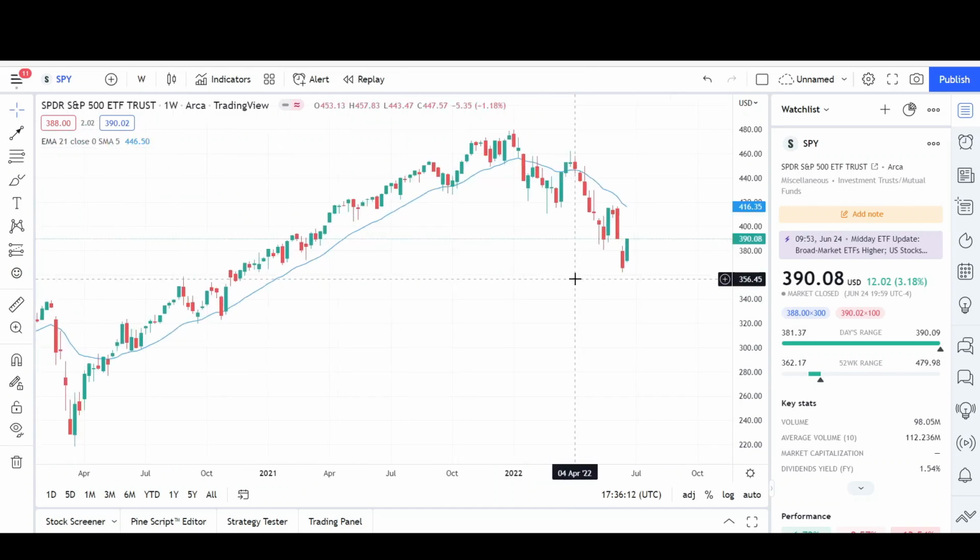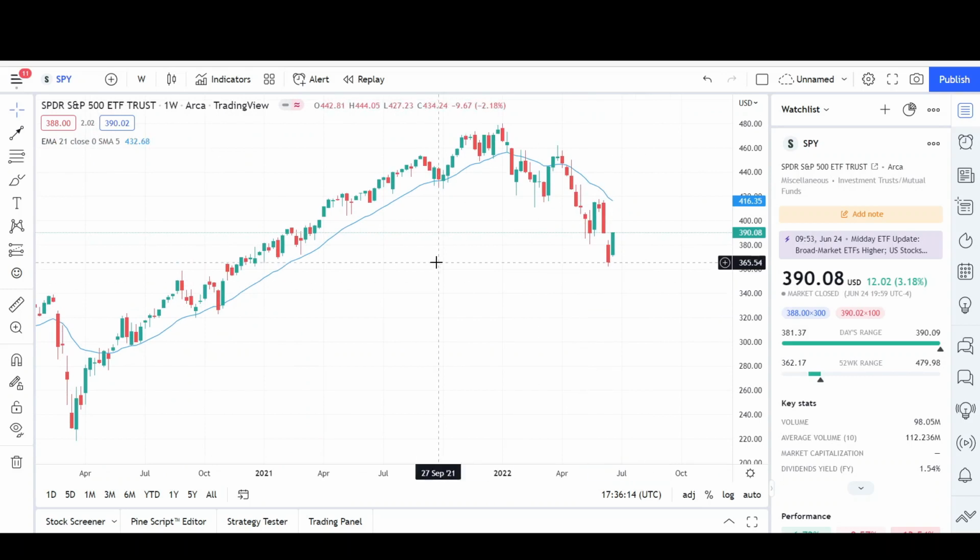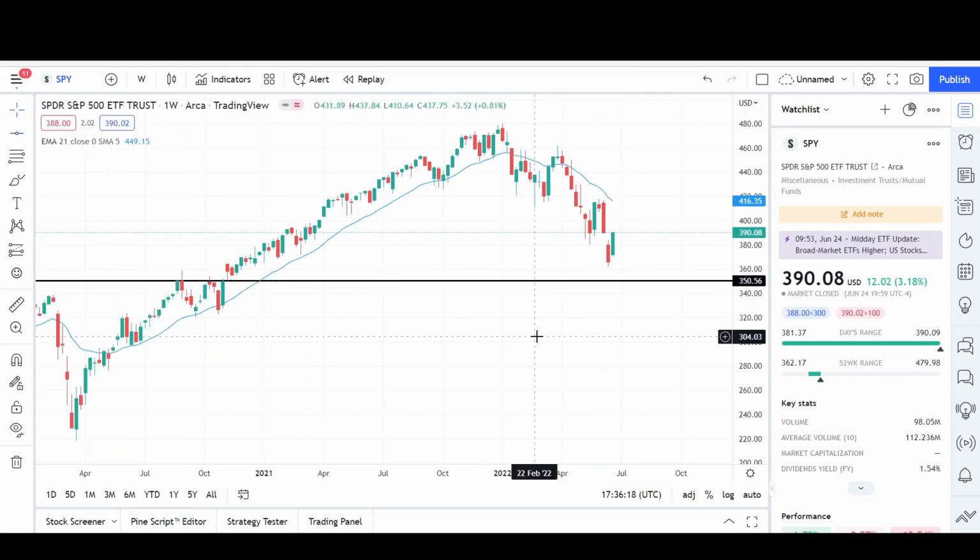And here we have the weekly chart. My target was at the 350 level, and we almost reached it. The market sold off pretty quickly. We reached the 362, 361 level, but my target is right on the 350.